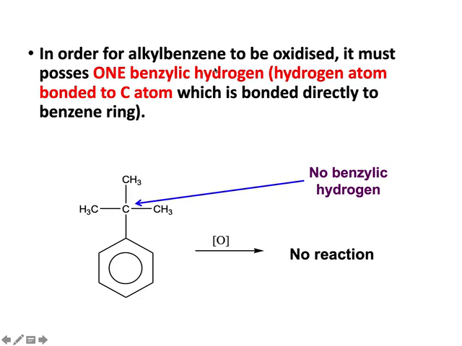In order for an alkyl benzene to be oxidized, it must possess at least one benzylic hydrogen, which is bonded directly to the benzene ring. This one has no benzylic hydrogen directly on the benzene ring. So if we react it with any kind of oxidizing agent, no reaction occurs.